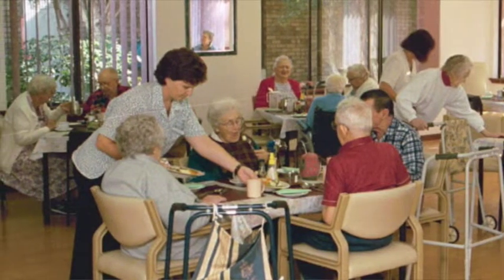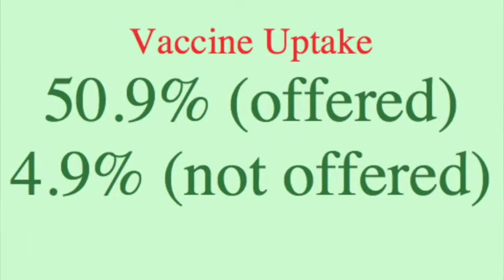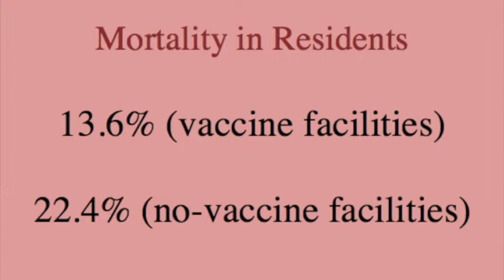The study found that influenza vaccination uptake within aged care workers was 50.9% in facilities where the vaccine was regularly offered, compared to 4.9% in facilities where it was not. The rate of mortality in residents was 13.6% in vaccine facilities, compared to 22.4% in no vaccine facilities. These results conclude that vaccination of aged care workers was associated with a substantial decrease in mortality among patients.